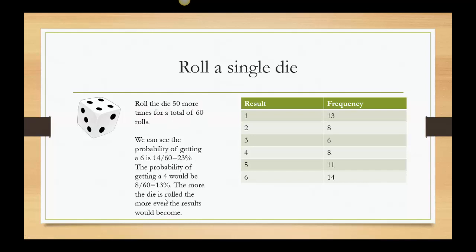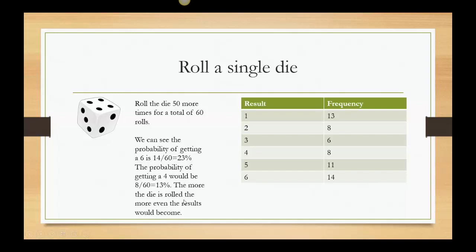What if I increase the number of rolls? So here I made the number of rolls 50 more, which gives me a total of 60 rolls altogether. And let's go back to those numbers. Now when I look at the 6 on the bottom, there are 14 times that a 6 came out of the 60 rolls, which gives me 23%. The probability of getting a 4, so now I look at the 4, which now says there were 8 times that it happened, is 8 out of 60, which is 13%.